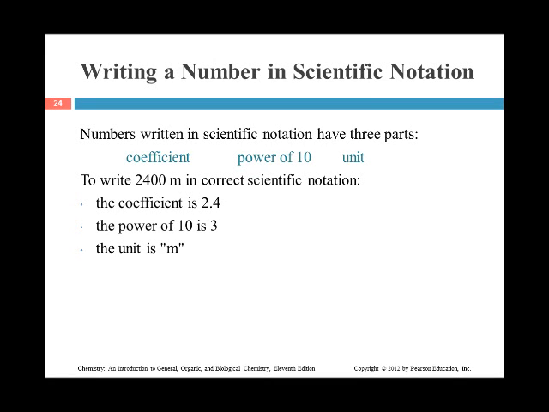Section 1.4 is talking about scientific notation, which is taking a really big number. For instance, 1 times 10 to the 5th is 1, 2, 3, 4, 5, is 100,000.